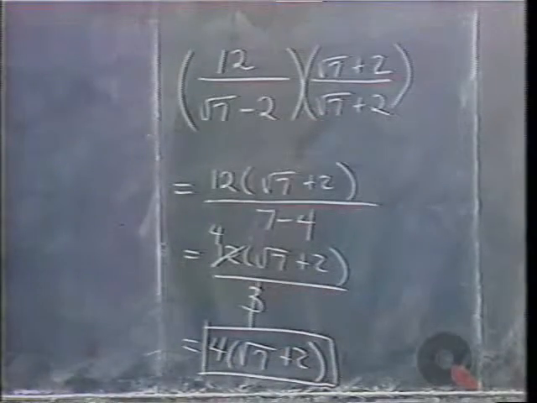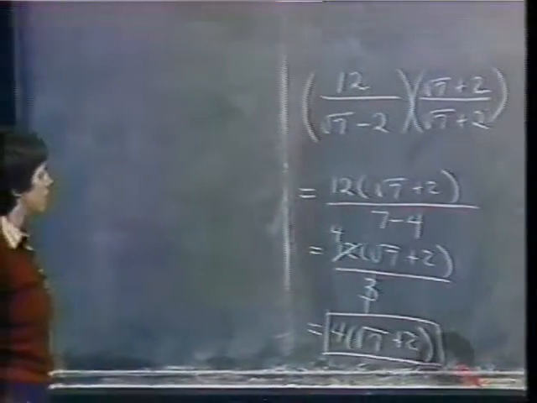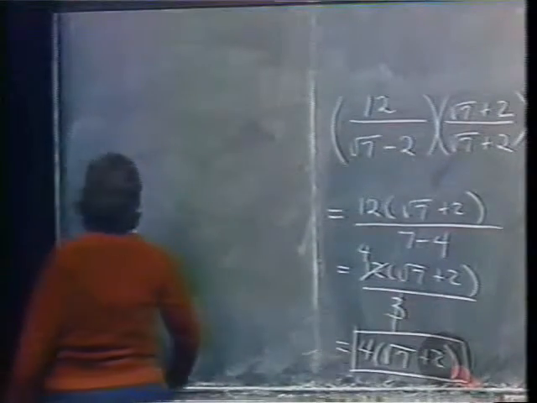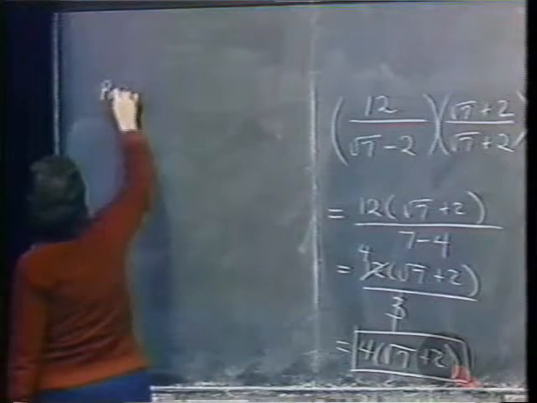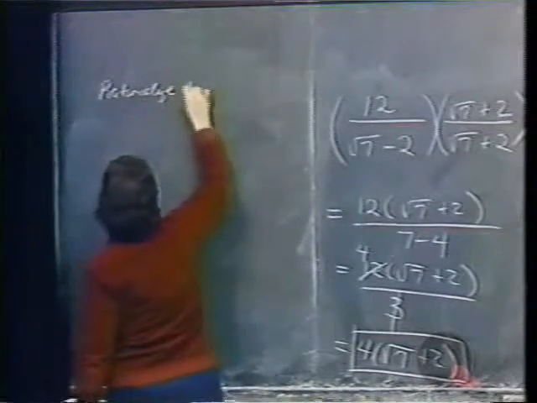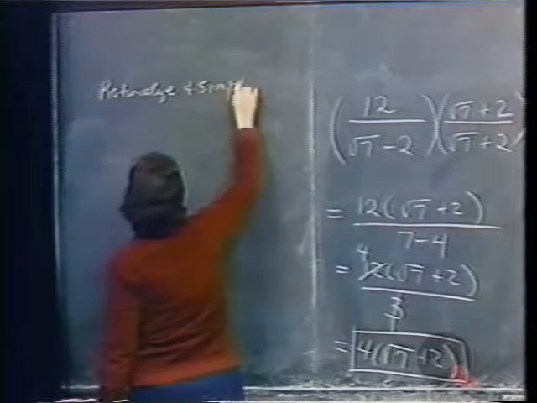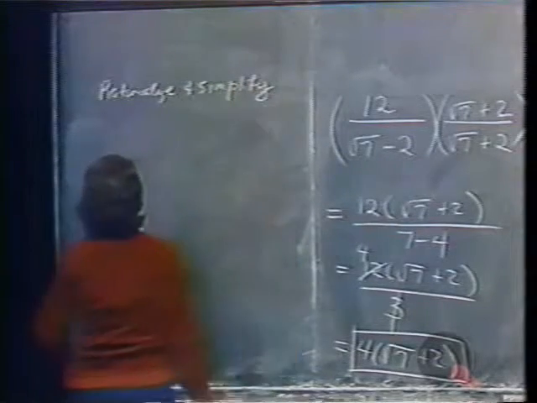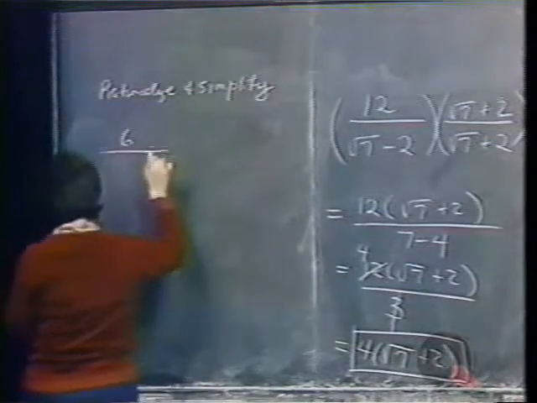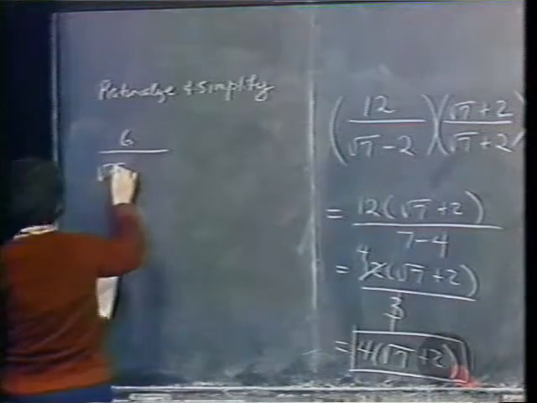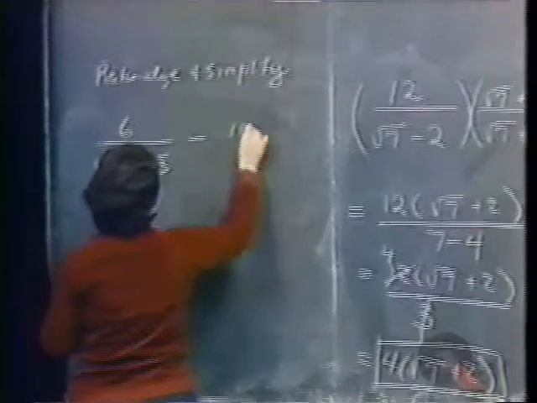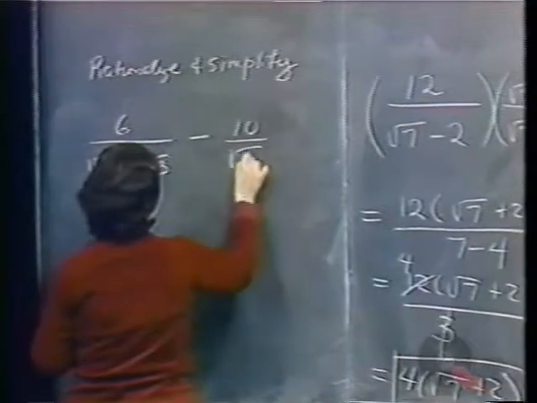I would like to finish this tape by doing one more problem involving rationalizing denominators, a slightly more complicated problem. I would like you to rationalize the denominators in this problem and simplify at the end. Rationalize and simplify. We have 6 over the square root of 5 plus the square root of 3 minus 10 over the square root of 5.